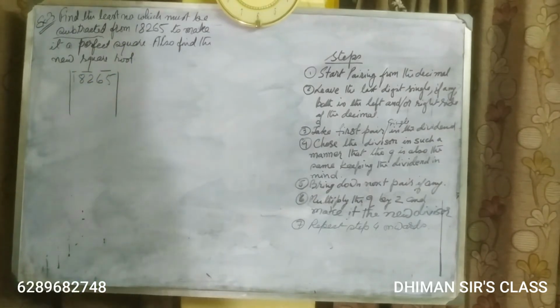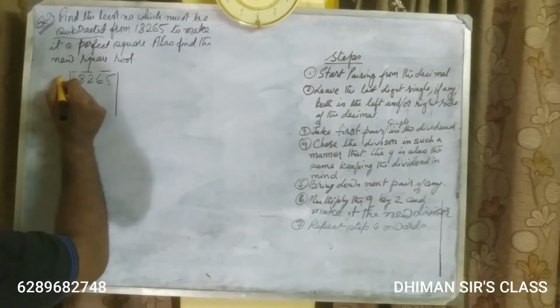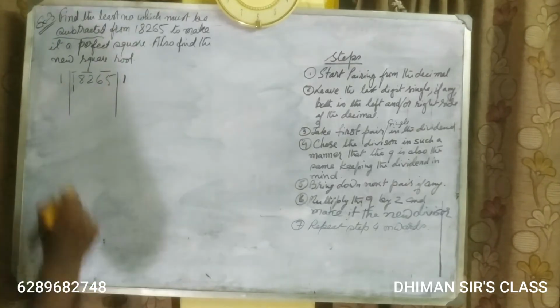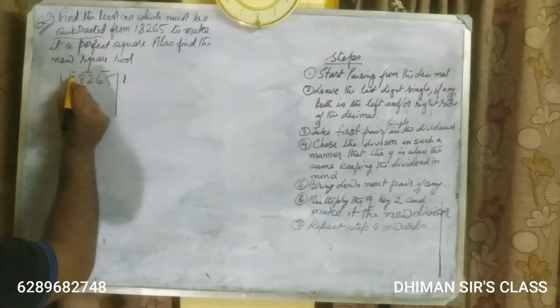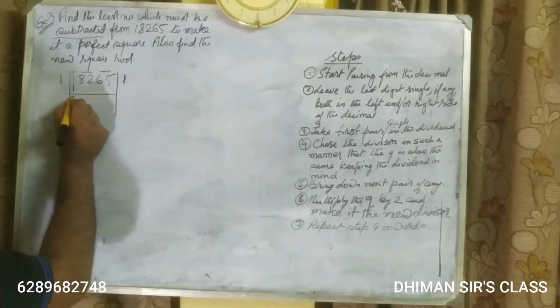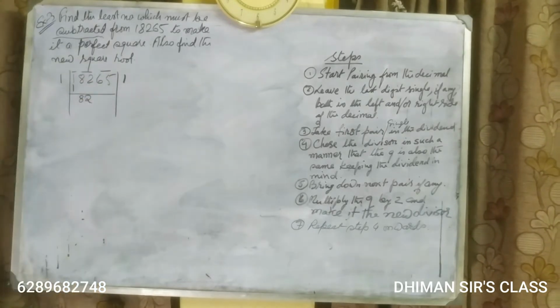1 remains single as per the steps. Now choose the number: 1 1s are 1. 2 2s are 4, which is more than 1. So 1 1s are 1. The remainder is 0 here. So bring down the next pair, 82.